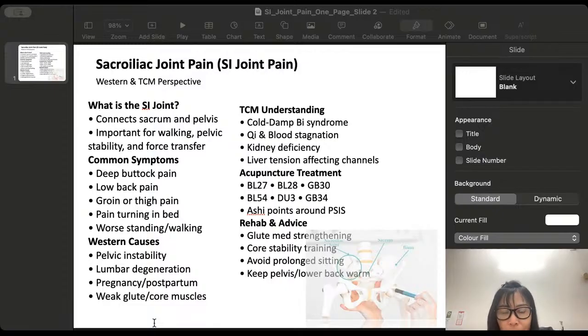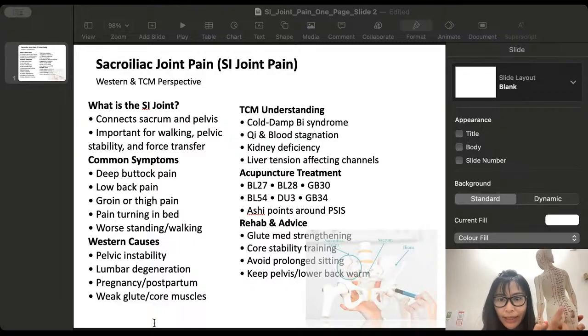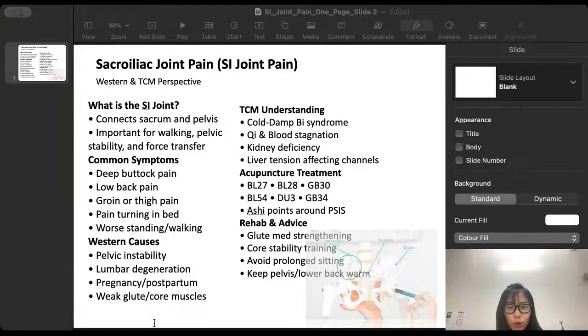So how about from the TCM perspective? In Chinese medicine, this often falls under Bi syndrome. It eventually involves different channels: the bladder channel, gallbladder channel, and governing vessel. The bladder channel runs at the back around the buttock, the governing vessel is in the middle of the back, and the gallbladder channel is on the side. That's where the SI joint passes.